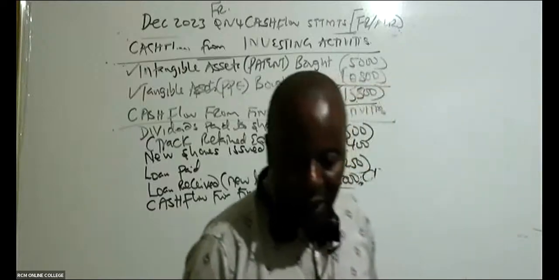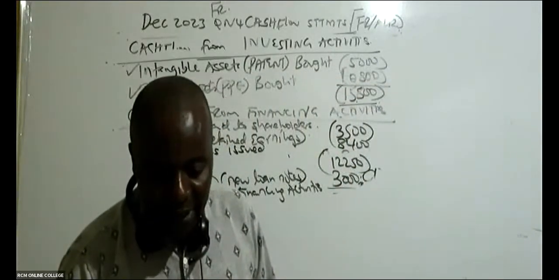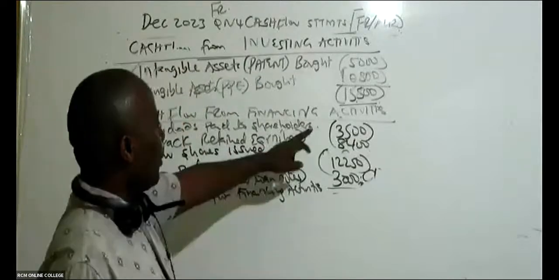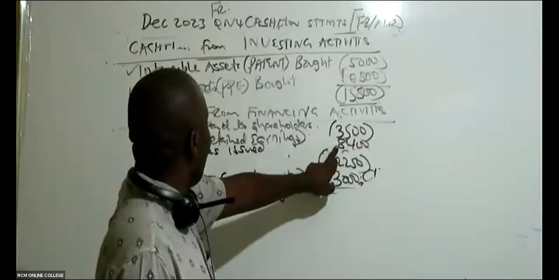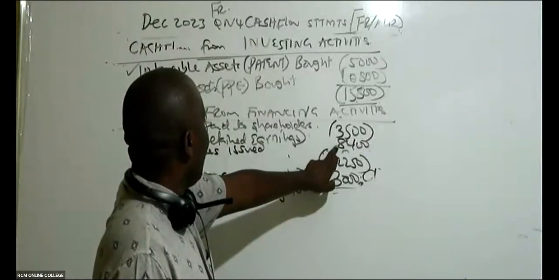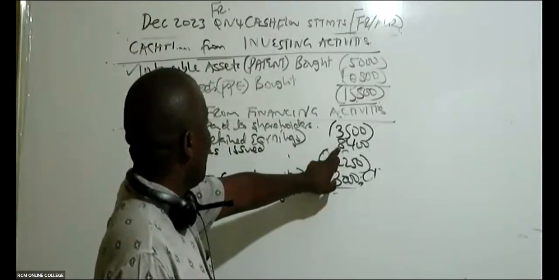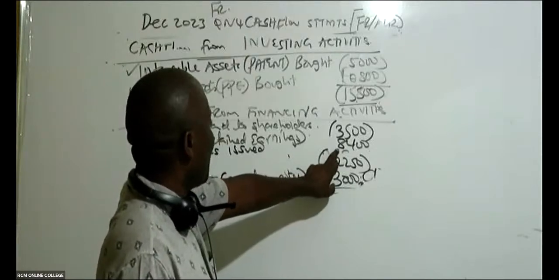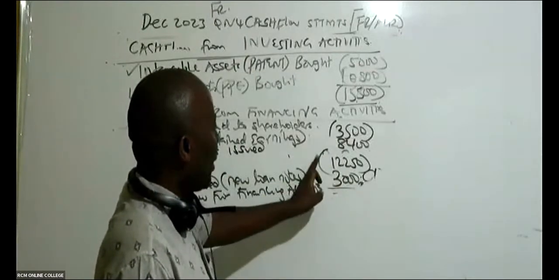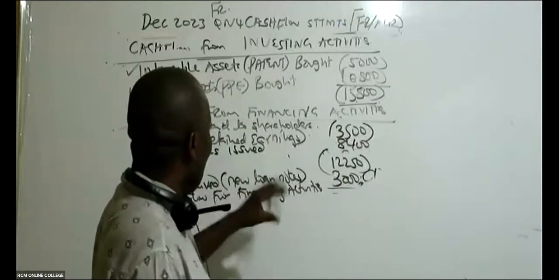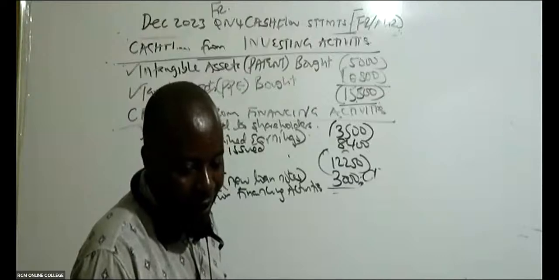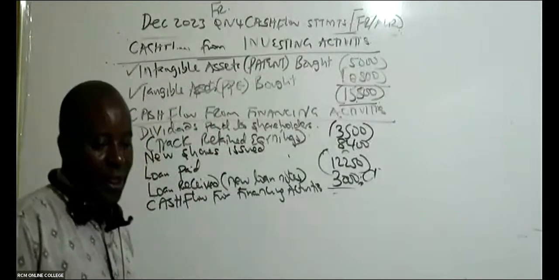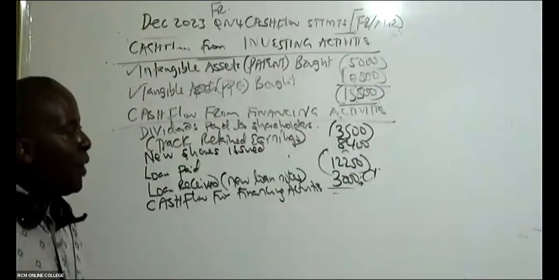How much do we have in total there? 21,150 negative. So remember, this is 3,500 negative plus 8,400, which is positive. We issued new shares, so we received this money, minus 12,250 because the loan was paid, and then we received 3,000. So you add 3,000. Yes. So now, Chogo, please work it out very fast.